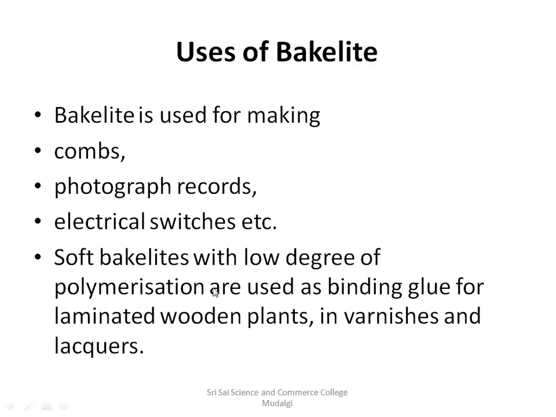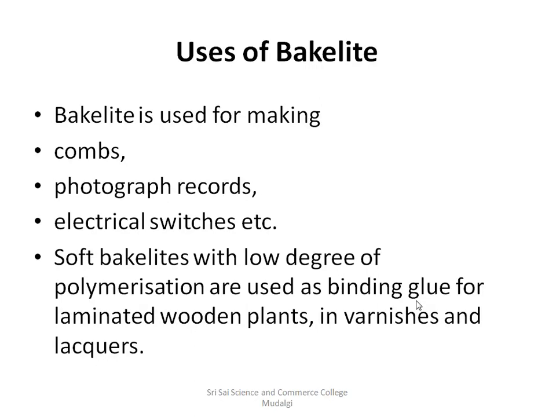Then soft Bakelites with low degree of polymerization are used as a binding glue. Glue means gum, for laminated wooden planks, in varnishes and lacquers, right? So varnishes means paints, right? So there we use Bakelite due to what? Soft, low degree of polymerization, right? So these are some of the uses of Bakelite, right?